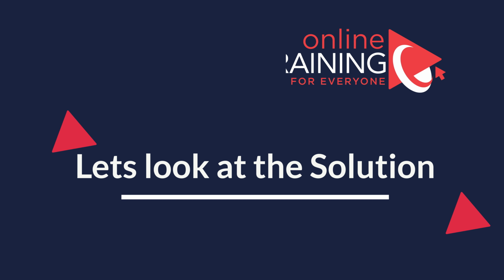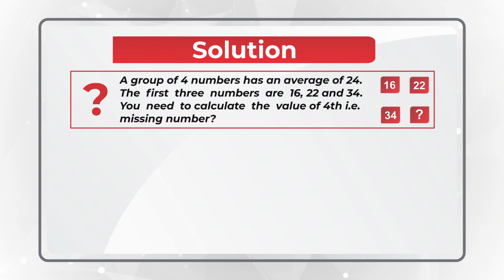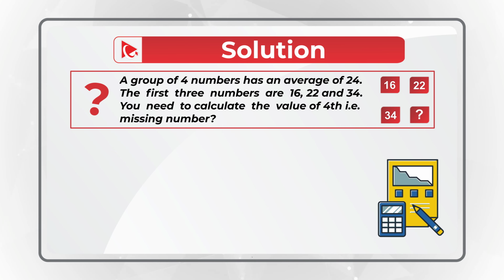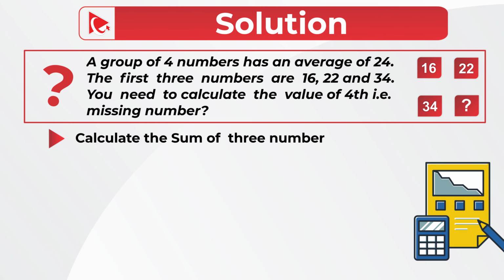Obviously, to solve it, you can plug in one of the four solutions instead of the missing number and calculate the average to see which one is correct. But we're going to take a different route. In the first step, we're going to calculate the sum of three existing numbers.